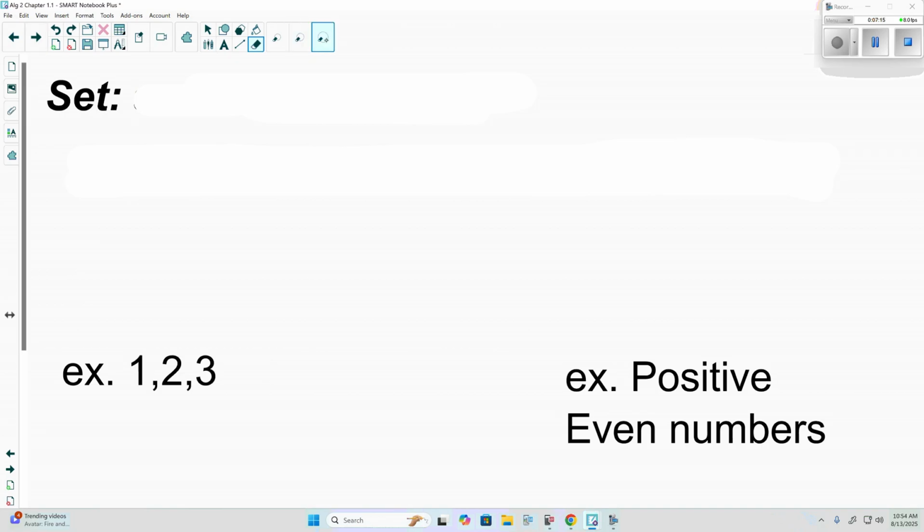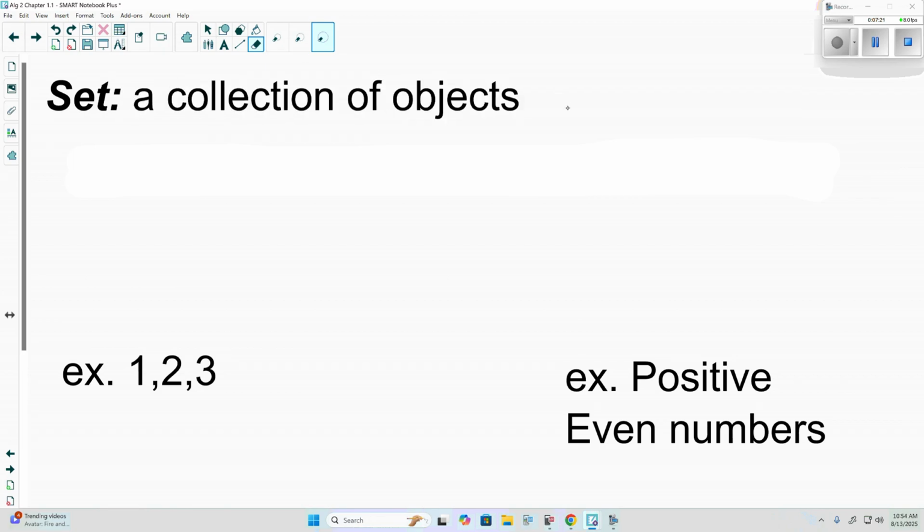Well, if we're going to be talking about that, it's going to be good to know what a set is. Now, a set is a collection of objects. That is the purest, basic definition of what a set is. It's just a collection of objects. Normally for mathematics, we talk about it in sets of numbers. We can also talk about it in sets of shapes or different things. It's just a collection of objects.